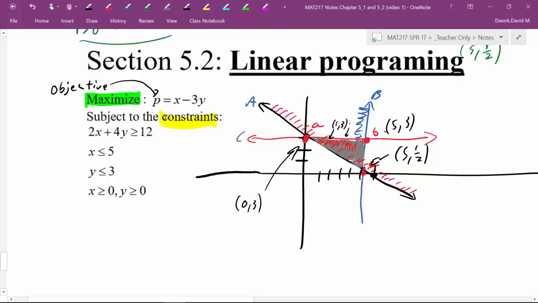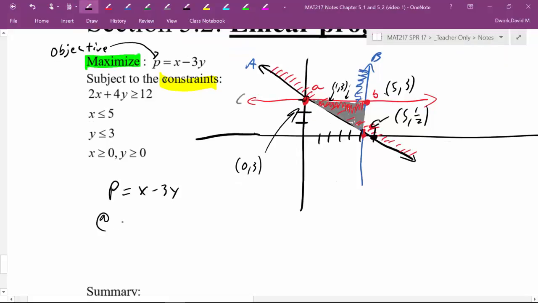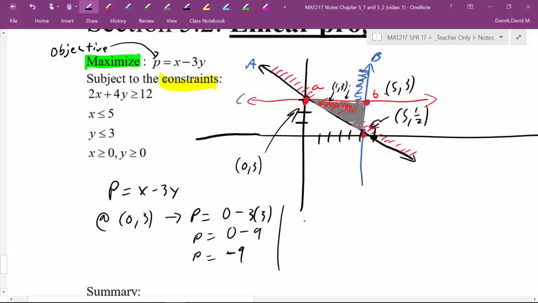So I'm going to take my profit equation, P equals x minus 3y, and I'm going to test it at 0, 3. What do I get? P equals 0 minus 3 times 3, so P equals negative 9. Okay, if I'm trying to maximize my profit, that's probably not going to be the answer, or we're having a really bad year. But let's try the next point.